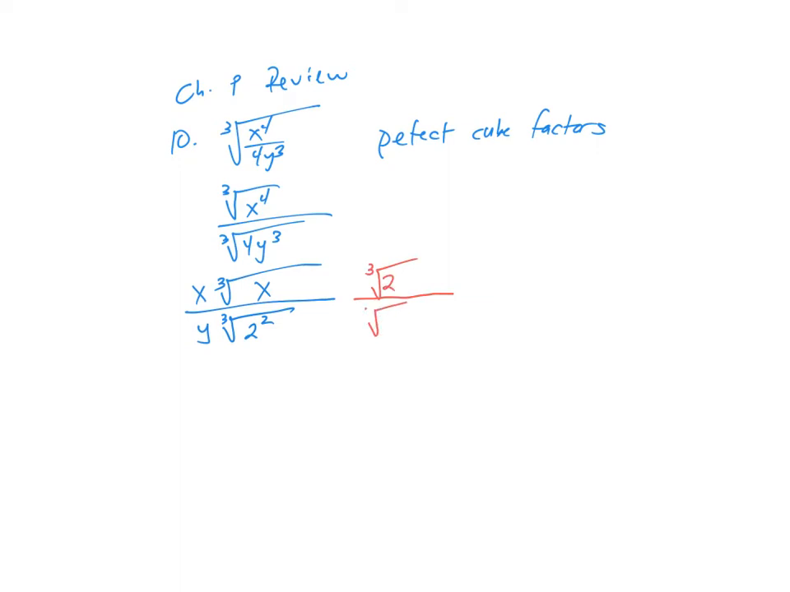So I'm going to multiply by a funny form of 1, which is the cube root of 2 over the cube root of 2. And when we do that, our numerator is going to become x times the cube root of 2x, and the denominator is going to become y times the cube root of 2 cubed, which is the reason we chose the particular funny form of 1 that we did. And now we can simplify the denominator. The cube root of 2 cubed is simply 2. So this becomes x times the cube root of 2x over 2y.